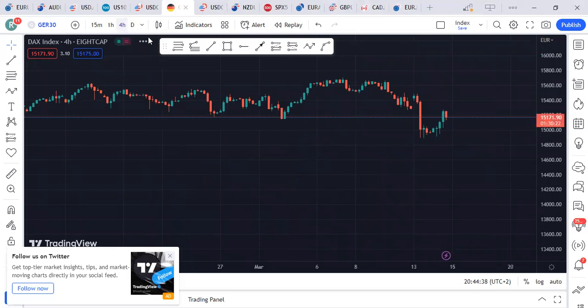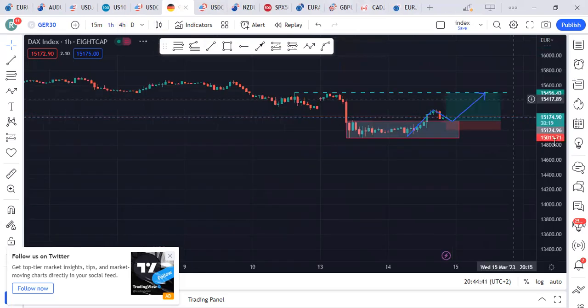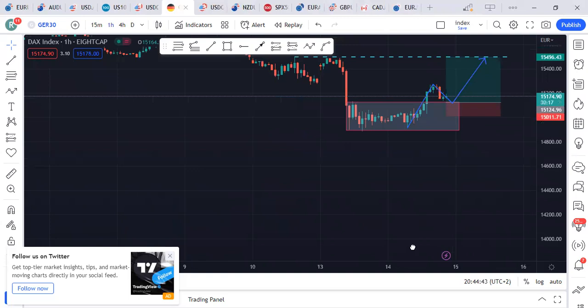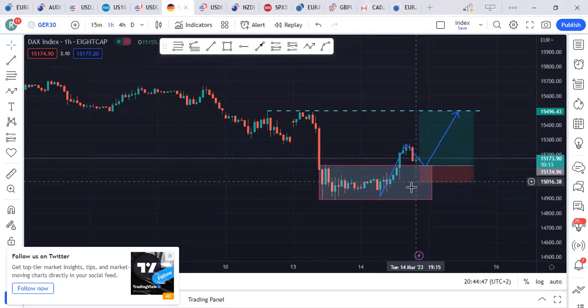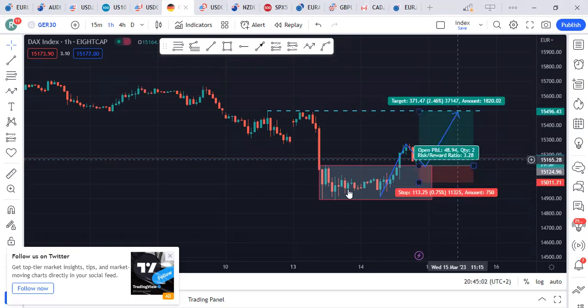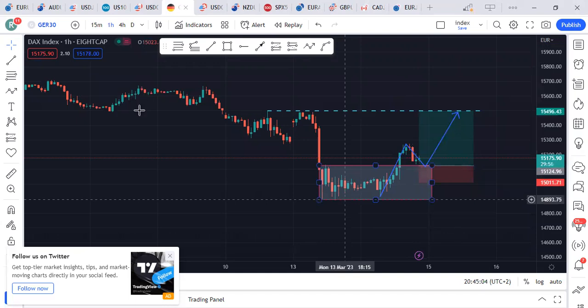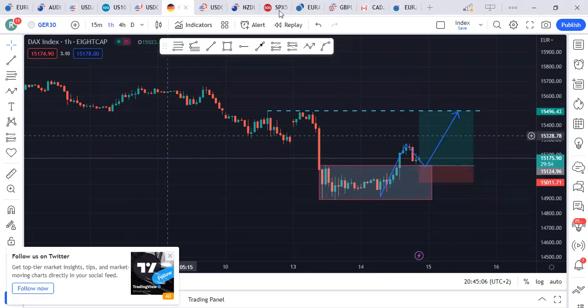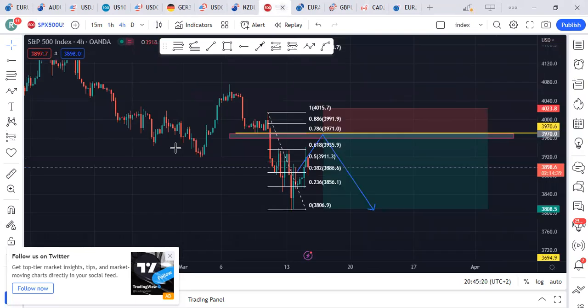So yeah, looking at an hourly time frame, we are just near our buying zone with a stop loss of 5011.71. Take profit at 15496.43. In this particular case, this is a good 1:3 ratio on a German 30. And then last but not least, this is going to be S&P 500.